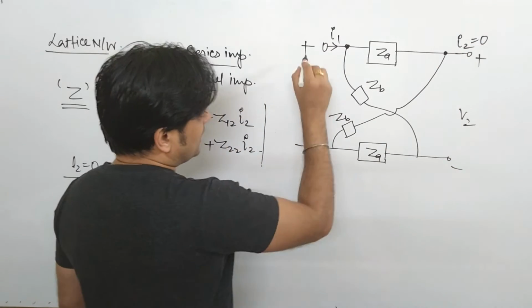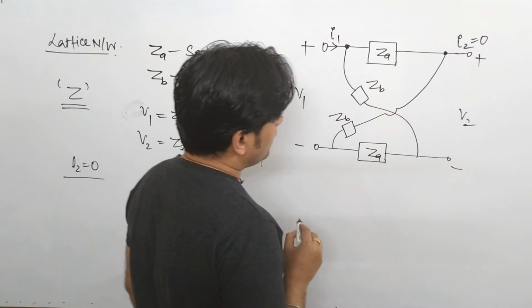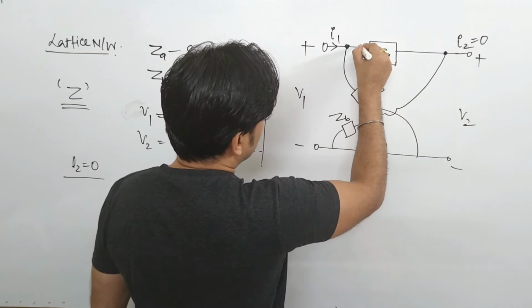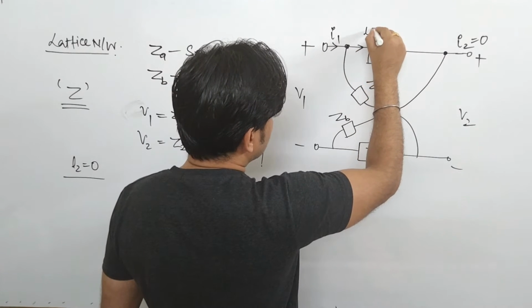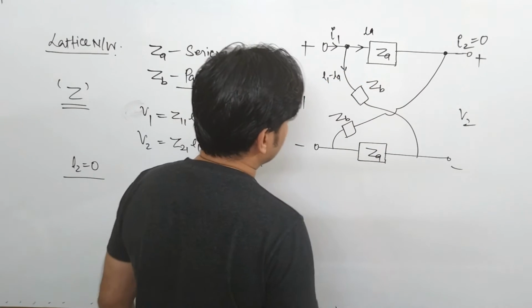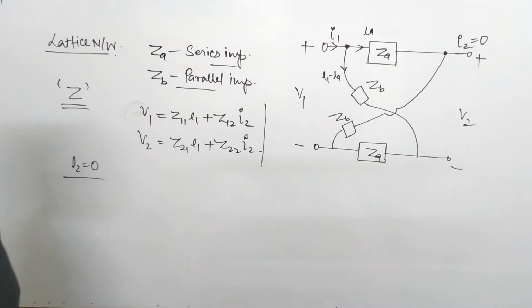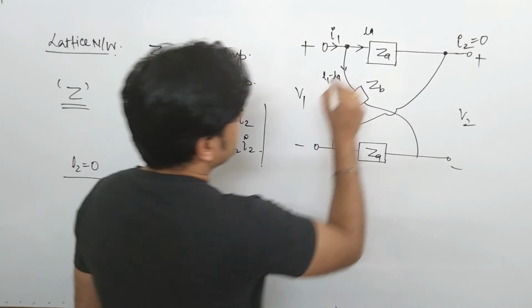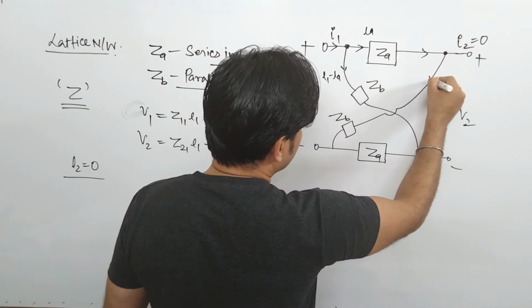Now this I1 is flowing here. Now if you see, if I consider that some current IA is flowing here, so what is the current here? It is I1 minus IA. Very important. What is the current here? It is I1 minus IA. So this IA is flowing in this manner.